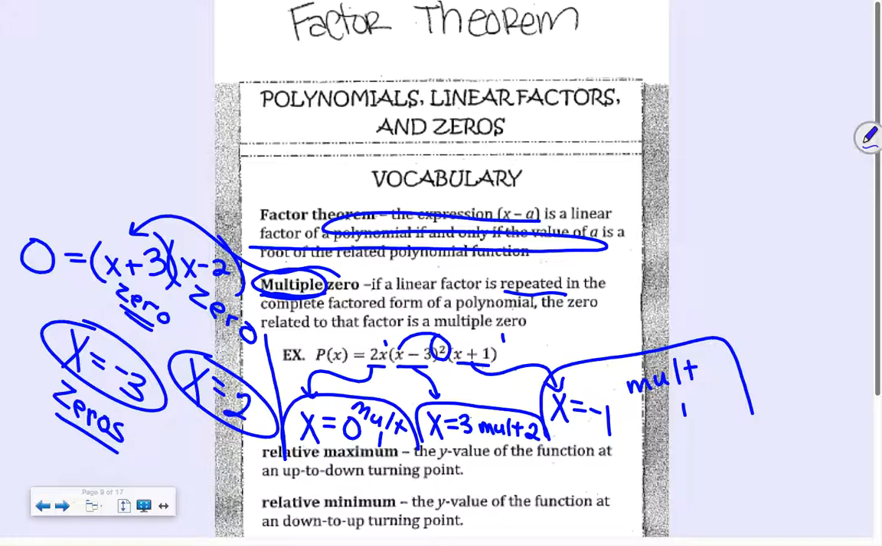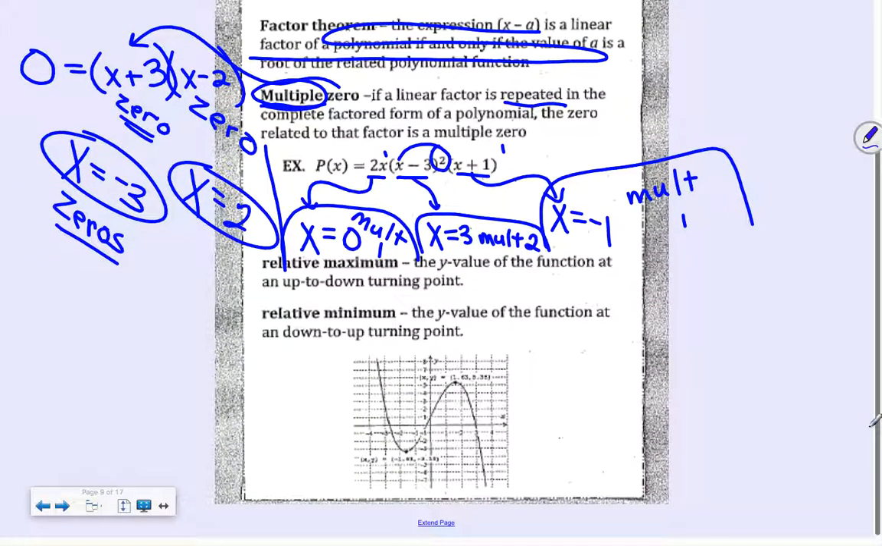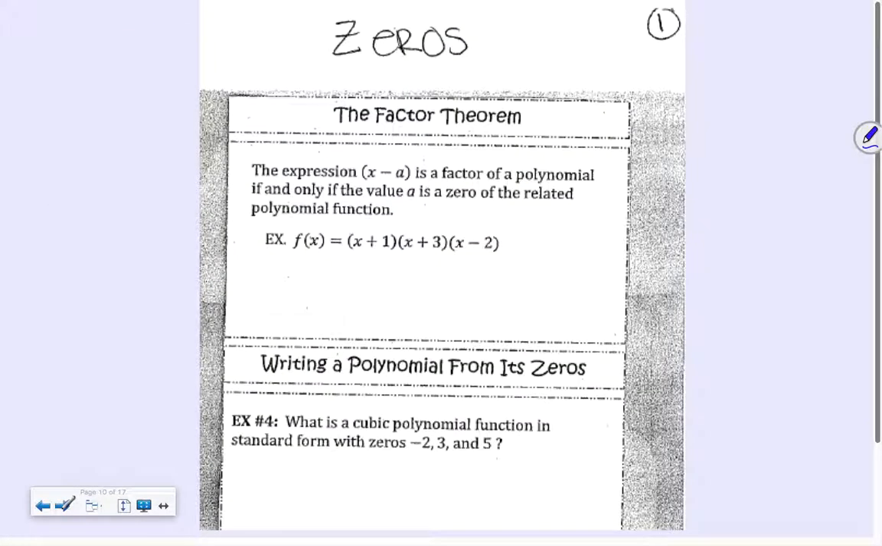The exponent on the factor. Okay, that's it. Not going there, guys: maximum, minimum, not going there. Okay, third page, or whatever you have to do. So here we go. Take a look at this.